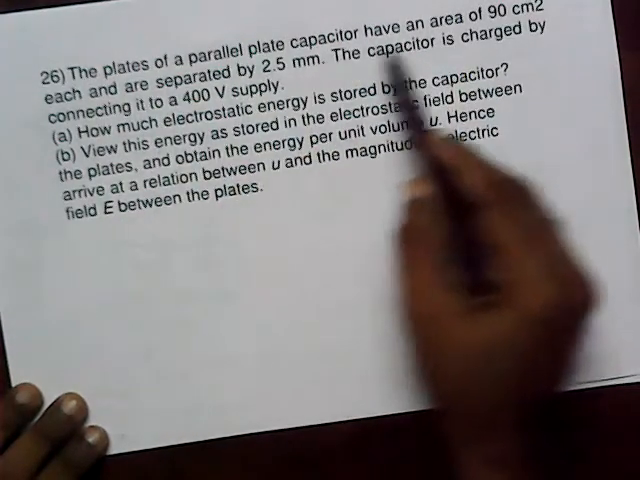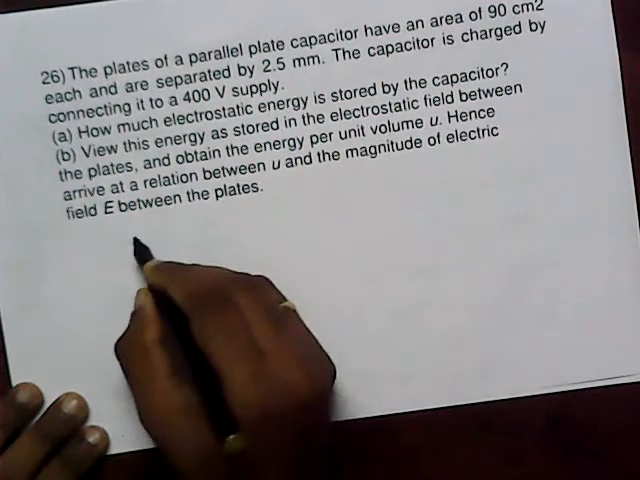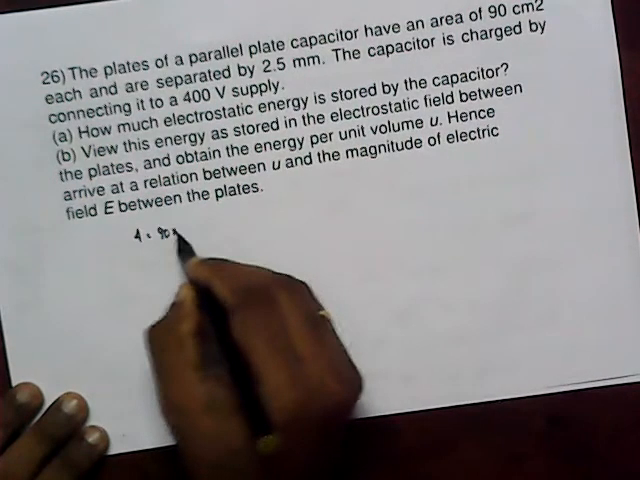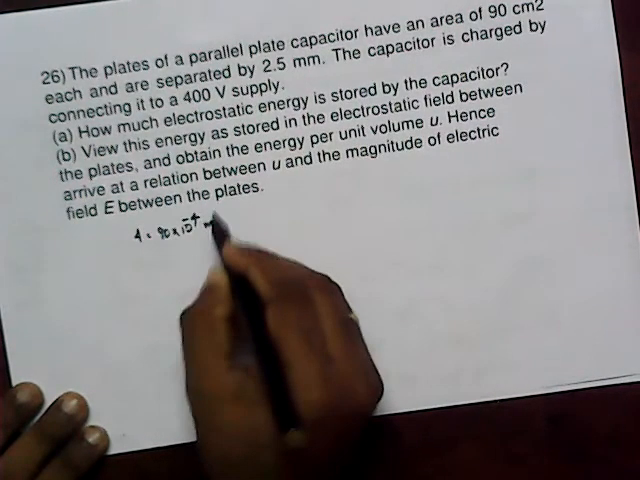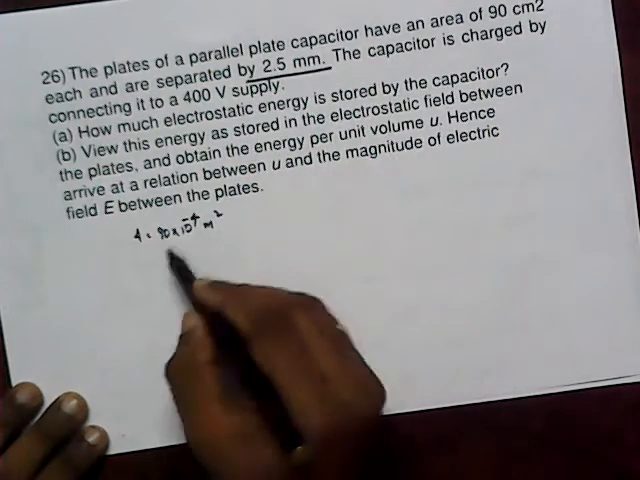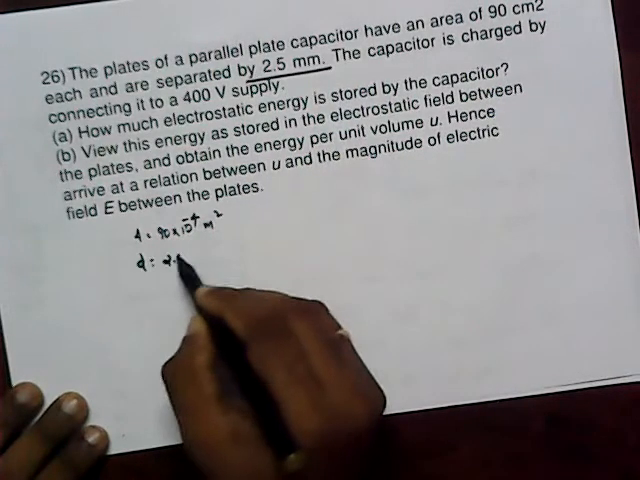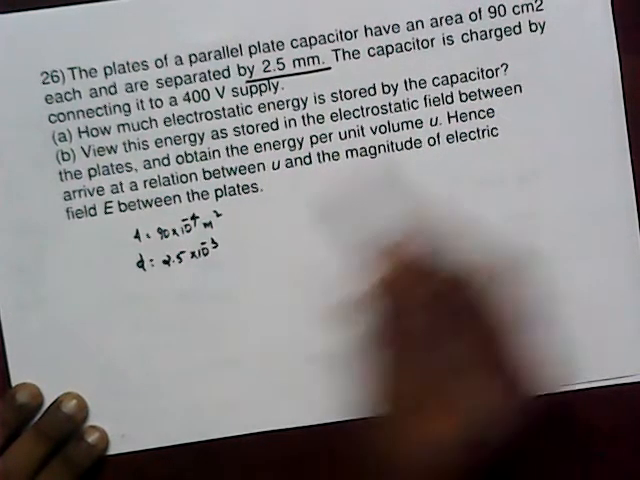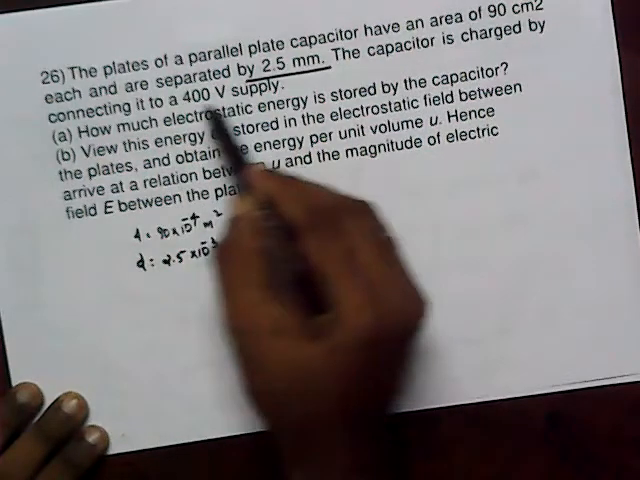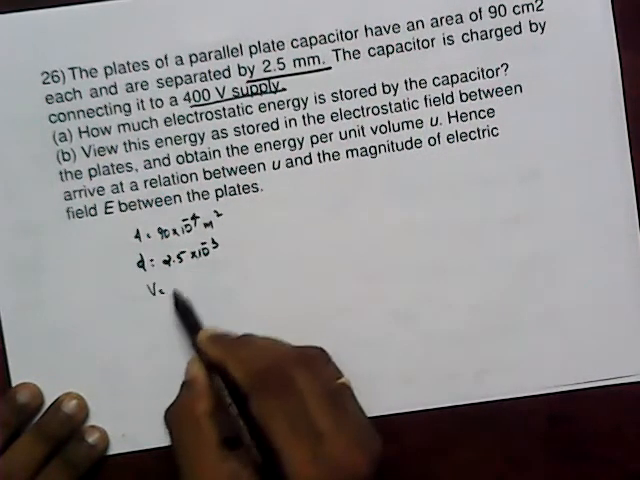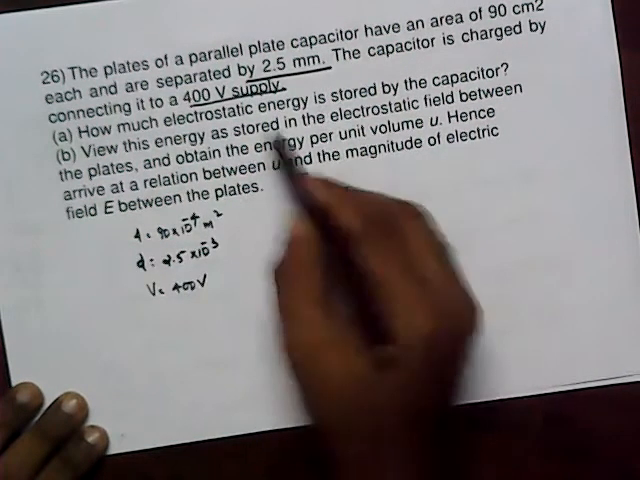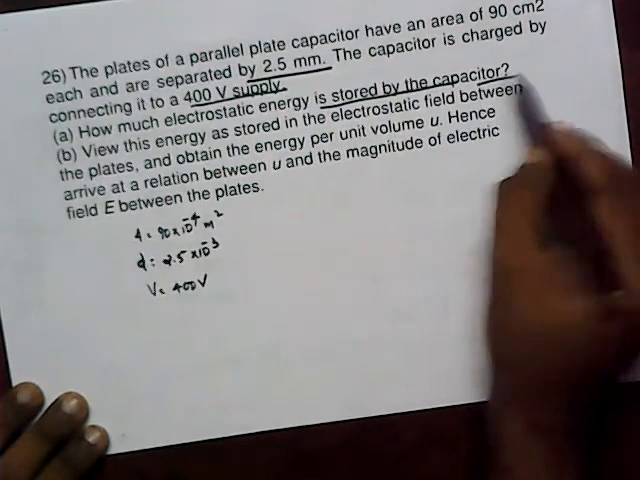The plates of a parallel plate capacitor have an area equal to 90 × 10^-4 m² and are separated by 2.5 millimeter, that is 2.5 × 10^-3 m. The capacitor is connected to a 400 volt supply at first. What is the electrostatic energy stored by the capacitor?